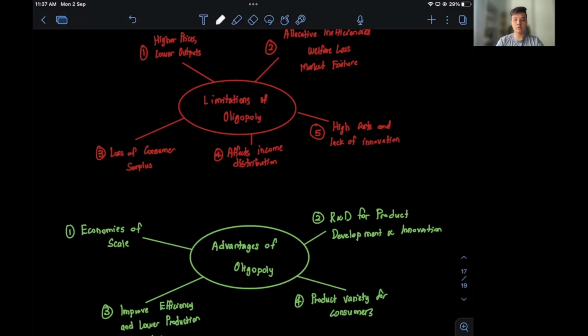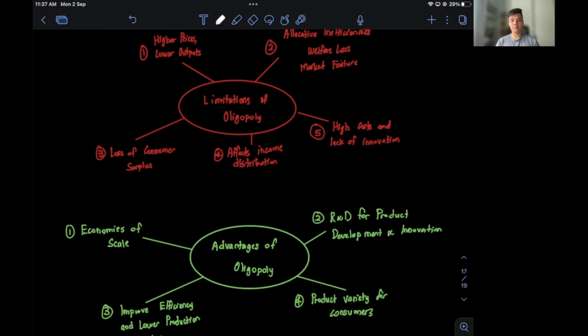Next, innovation could also improve efficiency and lower cost of production, which could possibly result in lower prices for consumers. And lastly, all of these R&D and more efficient production could lead to a higher variety for consumers and provide consumers with greater choices.